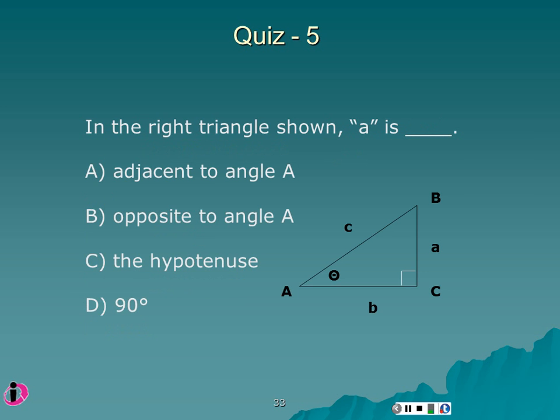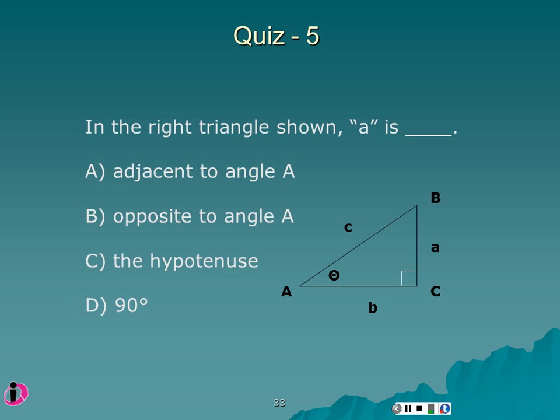Right triangle shown, small a is, what is small a? This must be the opposite to the angle A, right? Because you see the small a is here, but the theta is here. It's just opposite. So be careful.